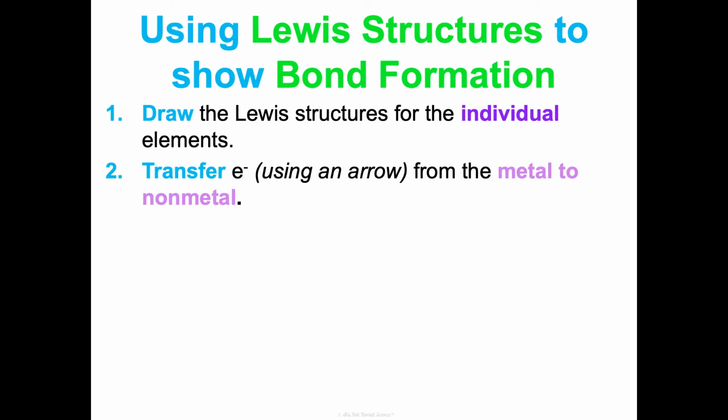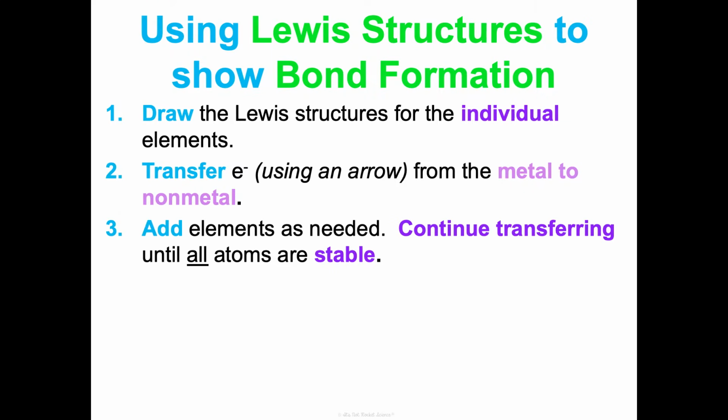Then you use an arrow to transfer electrons from the metal to the nonmetal, or just from whatever has the lower electronegativity to the one with the higher electronegativity. And then you're going to add elements as needed. Like once you drew that 1 electron from aluminum to chlorine, you saw that the aluminum still wasn't stable. So we needed to add another chlorine in order to transfer another electron from aluminum. And so you'll keep doing that until both atoms are stable. And you may have to go back and forth a little bit.